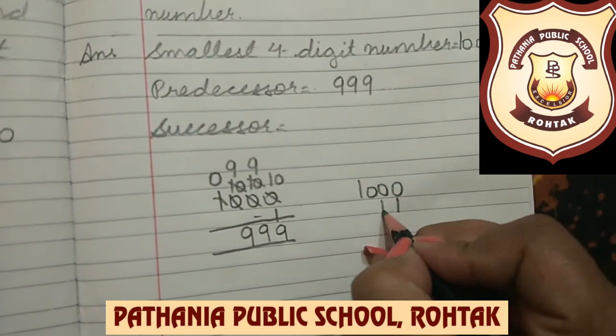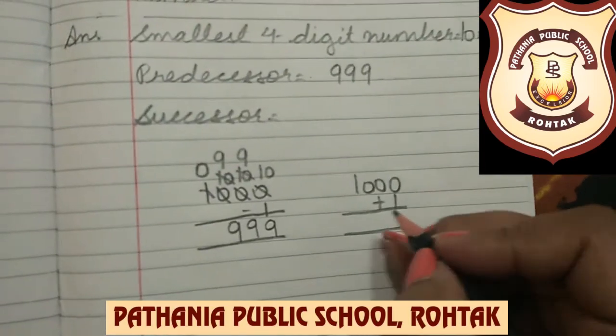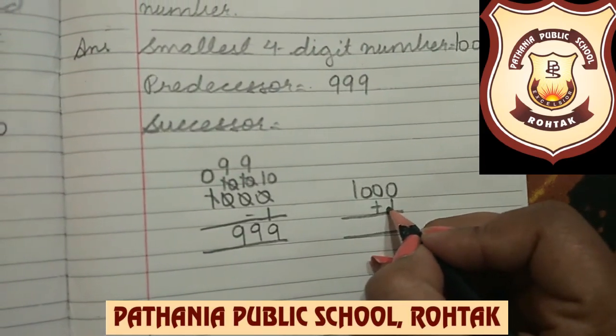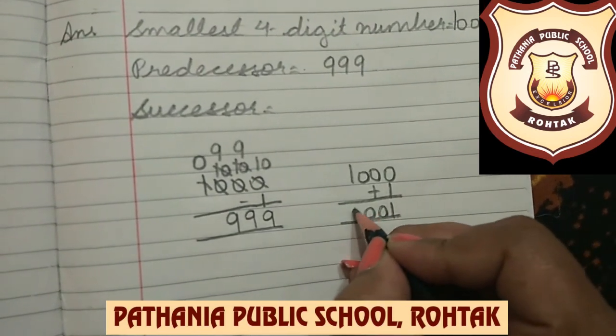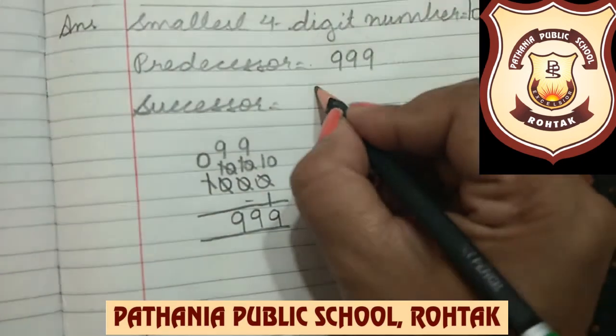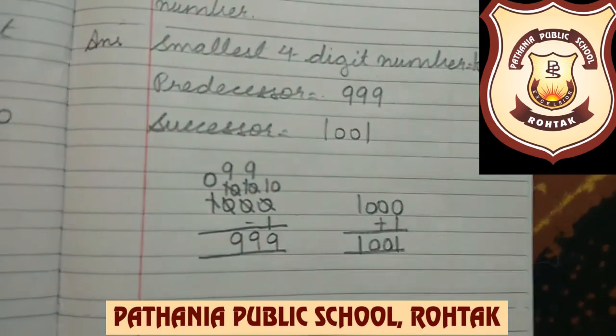Now for finding the successor, what will we do? Yes, we will add 1 to it. We will add 1 to it. 0 plus 1 is 1, 0, 0, 1. So, yes, 1001 is the successor of 1000.